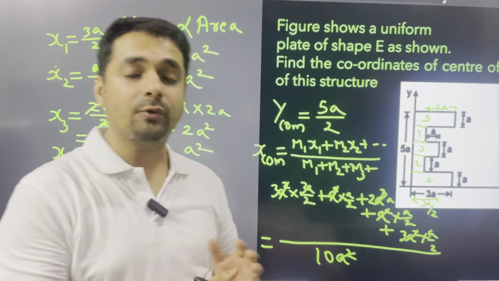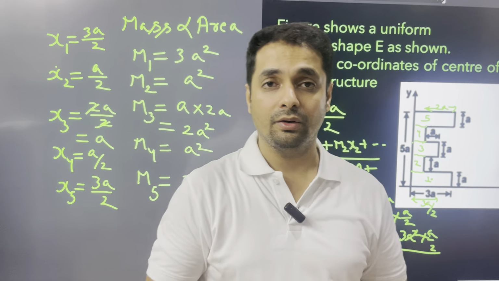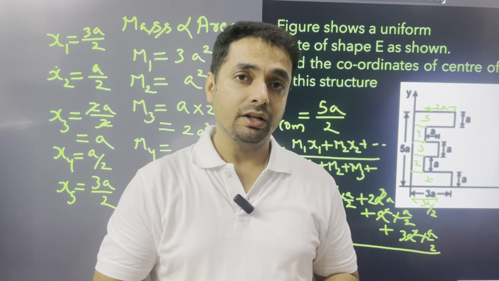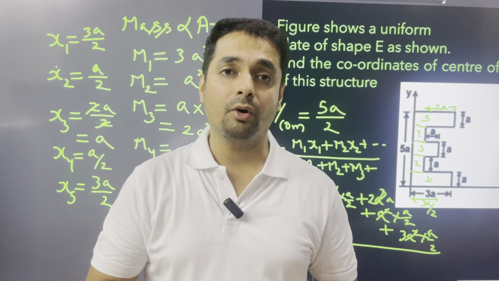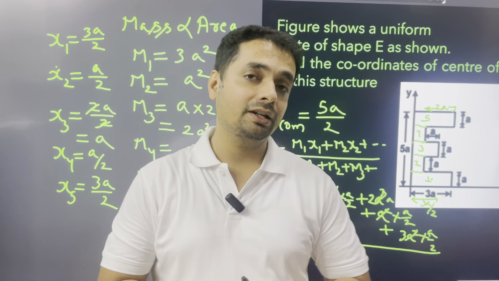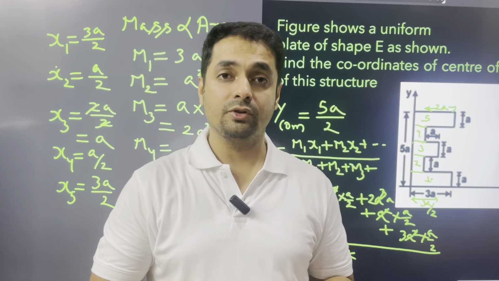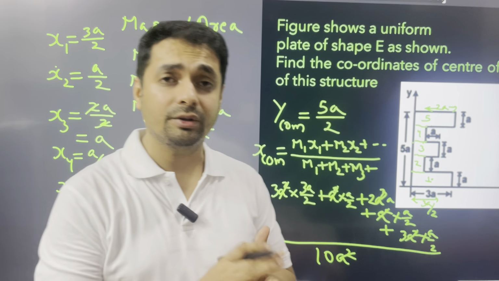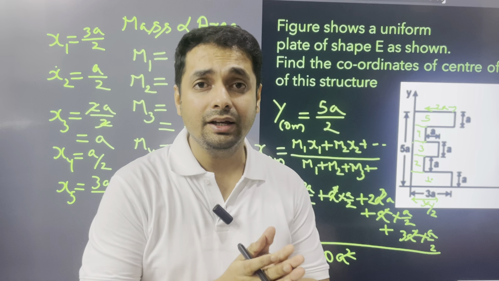So in this way we can find the center of mass position in the case of discrete particle systems. For continuous bodies, we will discuss in the next class. So don't miss the next class. In this first class we have just discussed the basic concept of the center of mass. We will meet again in the next class.